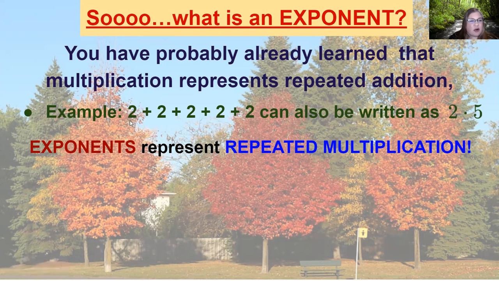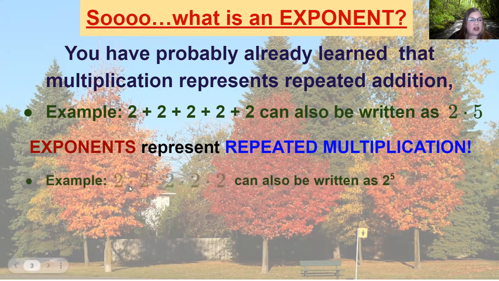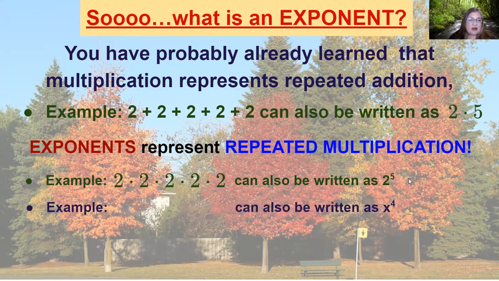So in other words, before we had 2 plus 2 plus 2 plus 2 plus 2, now we're going to be dealing with 2 times 2 times 2 times 2 times 2. I think that was 5 times. And that can be written as 2 to the 5th power. The 2 is the base, the 5 is the exponent. So we can either say 2 raised to the 5th exponent, or we can say 2 to the 5th power.